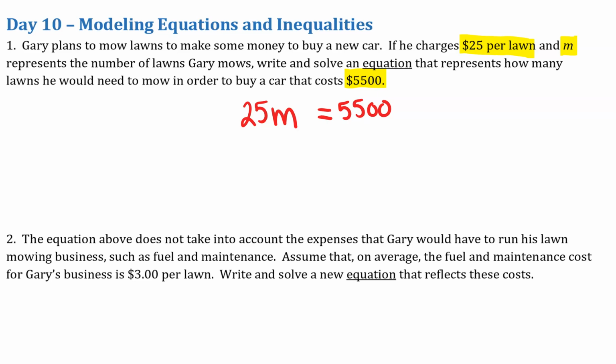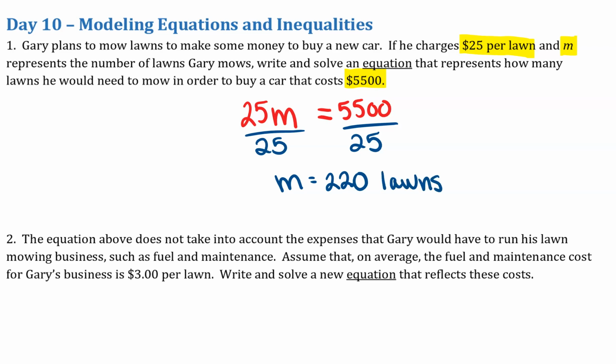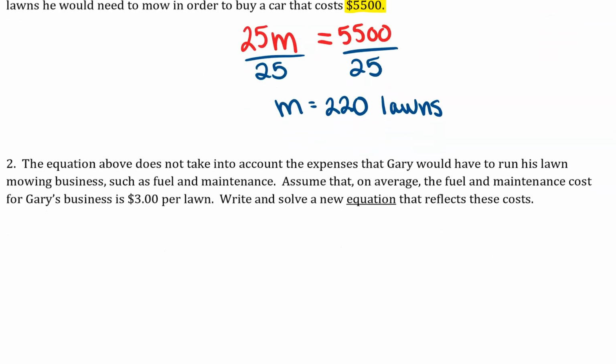And now we're going to solve this equation. To solve, we need to get M by itself. We need to get rid of the 25. The opposite of multiplying by 25 is to divide by 25. M equals 220, which means he would need to mow 220 lawns. It's good to understand the context of what's going on here. So 220 lawns.